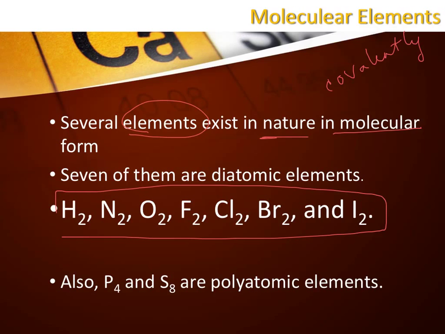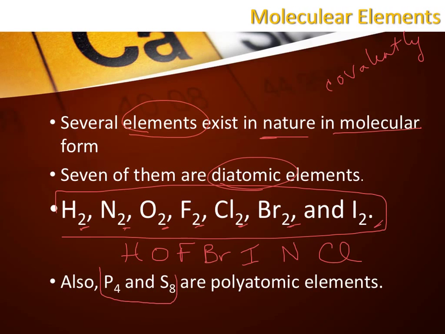And some teachers give a little mnemonic memory trick. Hofbrinkel, it's just a meaningless word, but it's easy to remember, and it helps you remember all 7 of the diatomics. They're diatomic obviously because of nature. They all exist as twins. They come out in pairs. You will never see one of these on their own naturally. And then the other 2 elements that exist in molecular form already are phosphorus and sulfur. Kind of weird how they choose to exist.